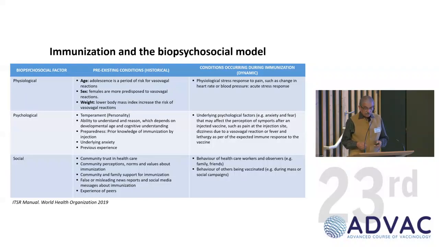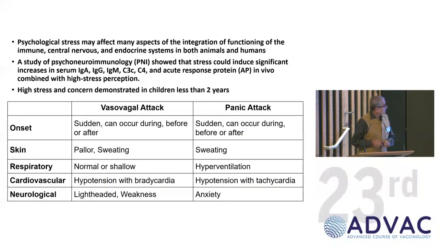Coming towards the end is this issue of the biosocial model, the biopsychosocial model. The reason is that psychological stress may affect the integration of the functioning of the immune system, central nervous system, and endocrine system. Psychoneuroimmunology shows that there are changes in antibody levels, complement levels, and acute response levels, and various kinds of responses occur.